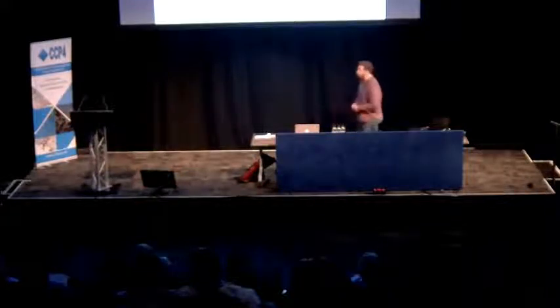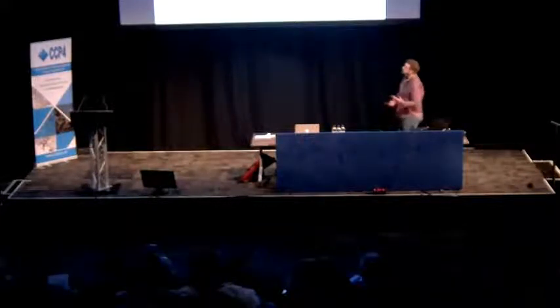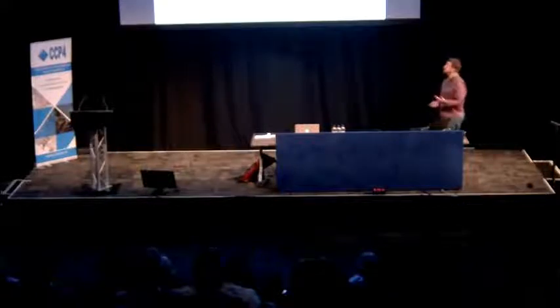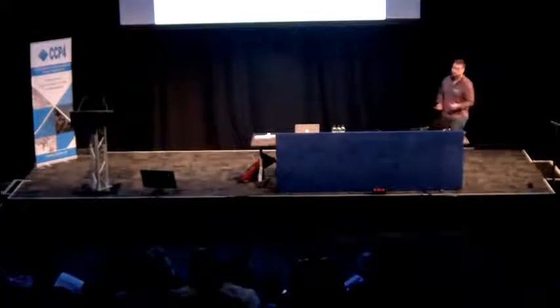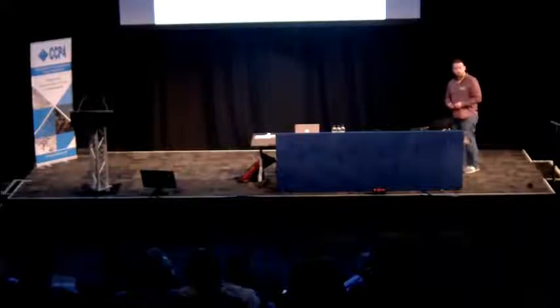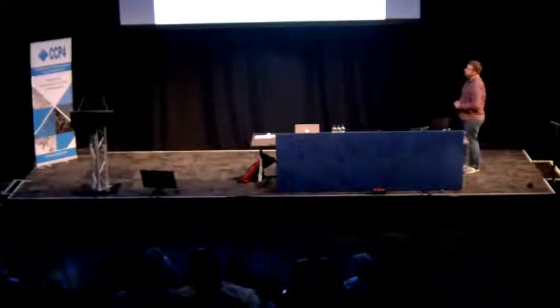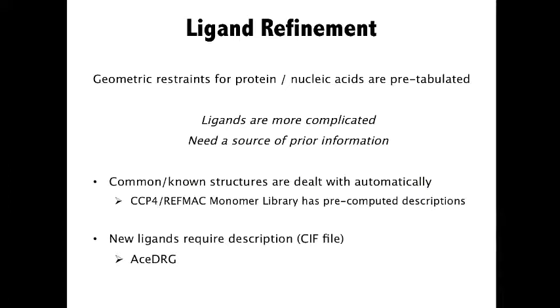So to start off with, we've got ligand refinement. Geometric restraints for proteins and nucleic acids are pre-tabulated. These are distributed as part of the CCP4 Monomer Library. But ligands are more complicated, and we need a source of prior information to describe these to use in refinement. The commonly known structures are dealt with automatically. These are distributed as part of the monomer library. But if you've got a new ligand that hasn't been solved before, then you're going to need a description, a CIF file. And for that, we would use AceDRG.